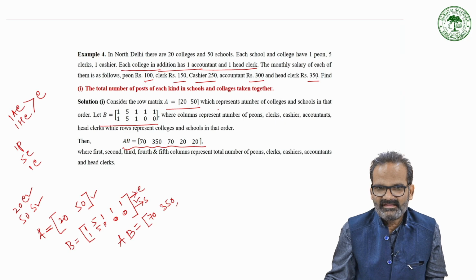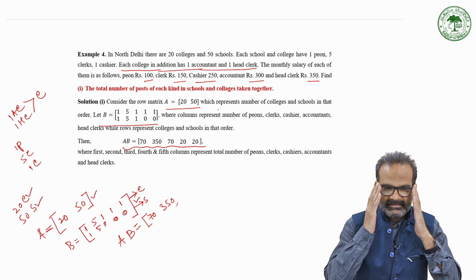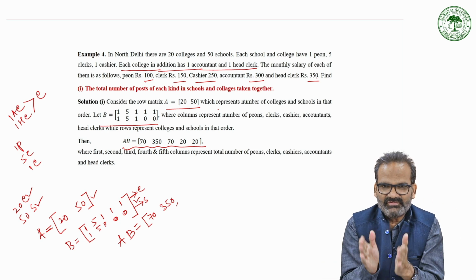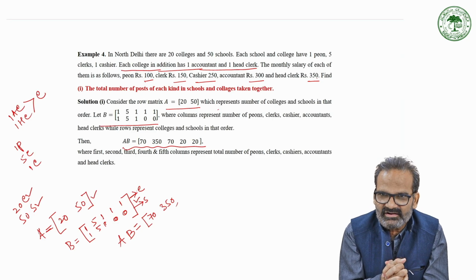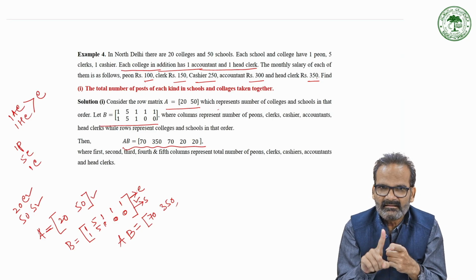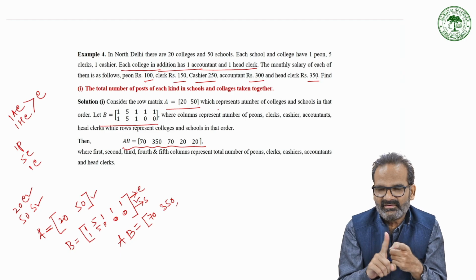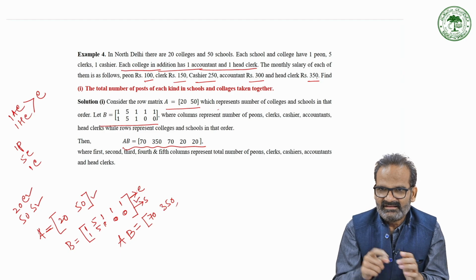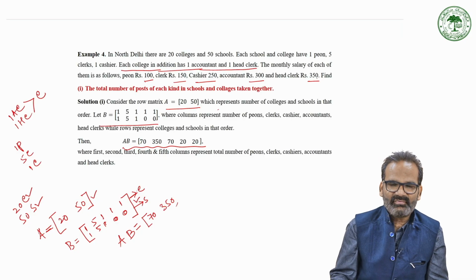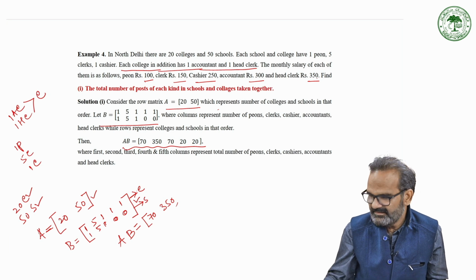So consider what we have here. We have two categories: 20 colleges and 50 schools. Schools and colleges both have one peon, 5 clerks, and 1 cashier. But colleges in addition have one accountant and one head clerk, which are not possessed by the schools. Their monthly salaries are also given. You have to find the total number of posts of each kind in schools and colleges taken together.